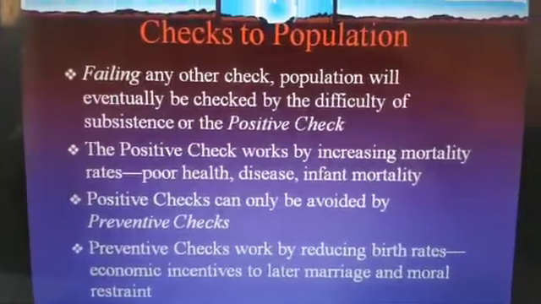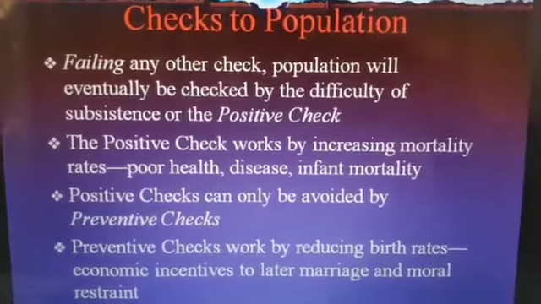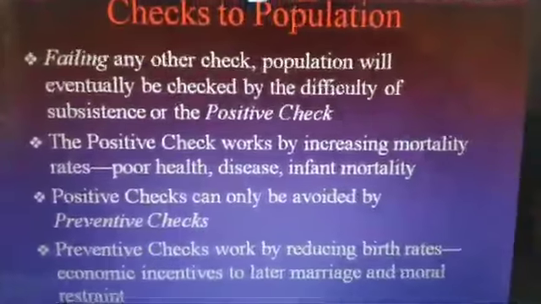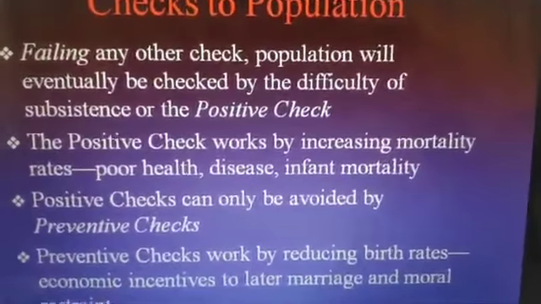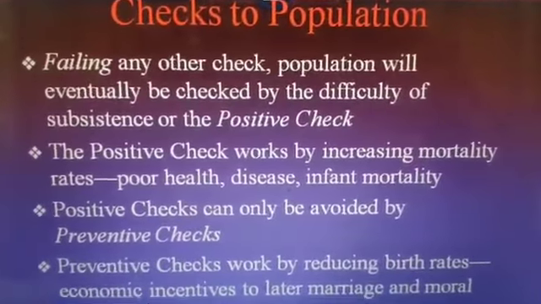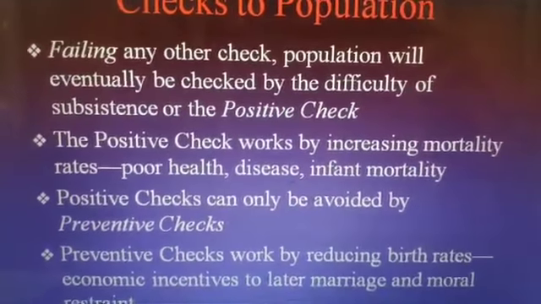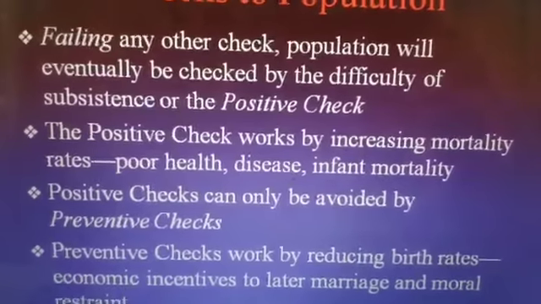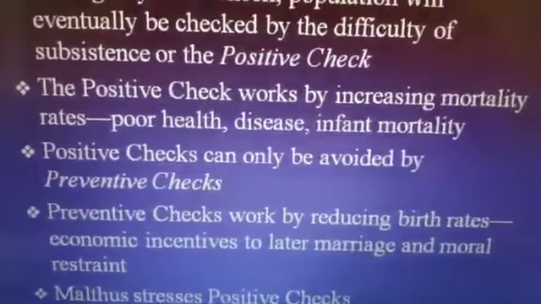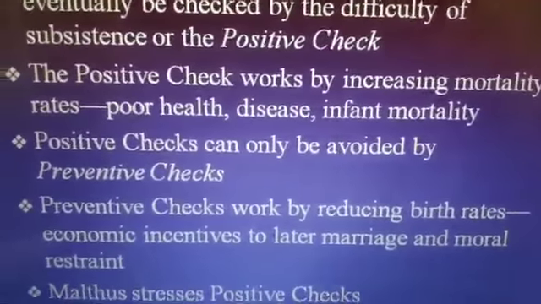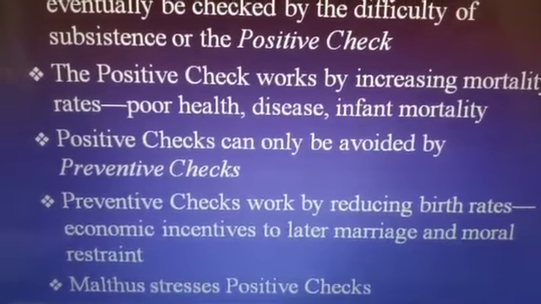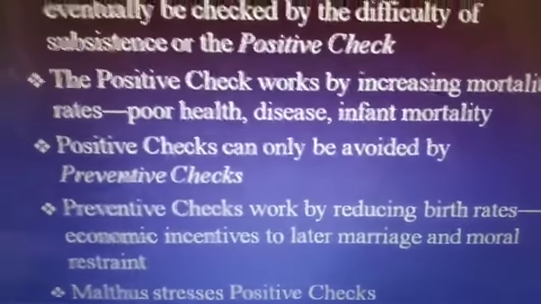That is, failing any other check, population will eventually be checked by the difficulty of subsistence through the positive checks, and the positive check works by increasing mortality rates, that is poor health, disease, and infant mortality. Positive checks can only be avoided by preventive checks. Preventive checks work by reducing birth rates, through economic incentives to later marriage and moral restraint. And thus Malthus stresses the positive checks.